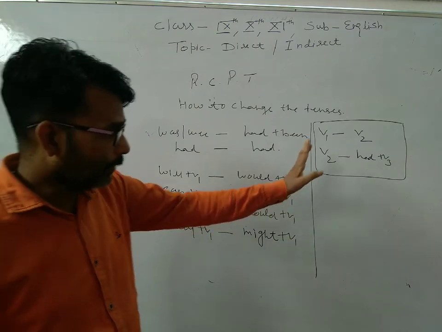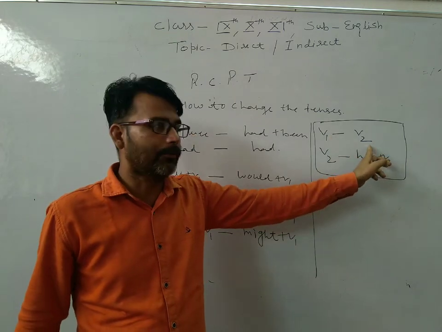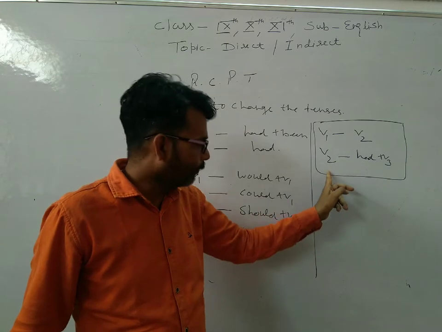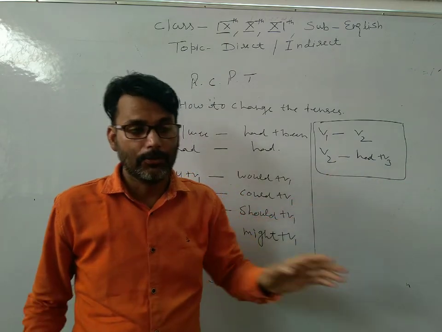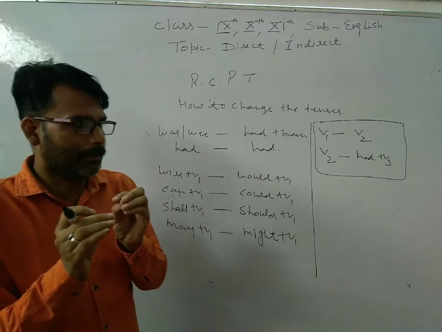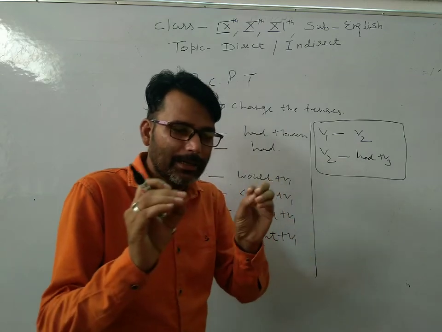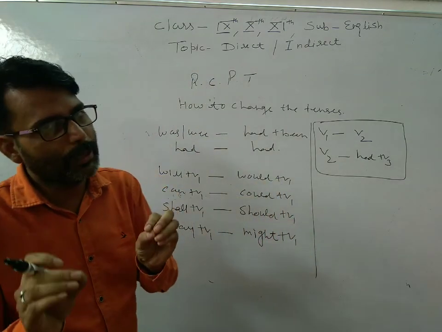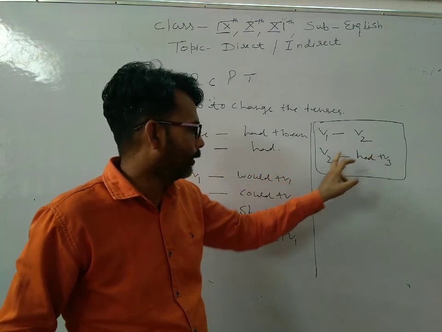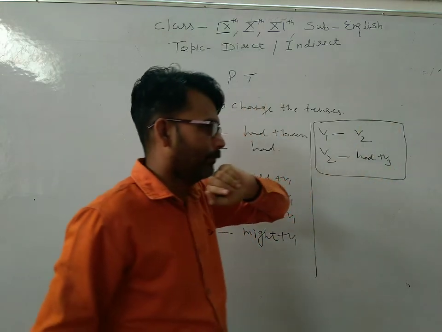So these changes are only one-sided. We will change the first form into second form, but we cannot change second form into the first form. Second form will change into had plus v3. So let me conclude it. When you are going to change the tenses, in brief, you just have to change the first form of the verb into the second form only, and the second form of the verb will change into had plus v3 only.